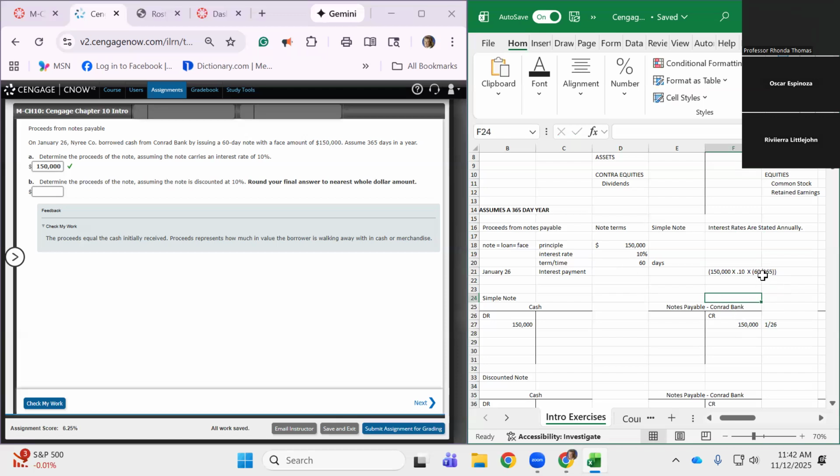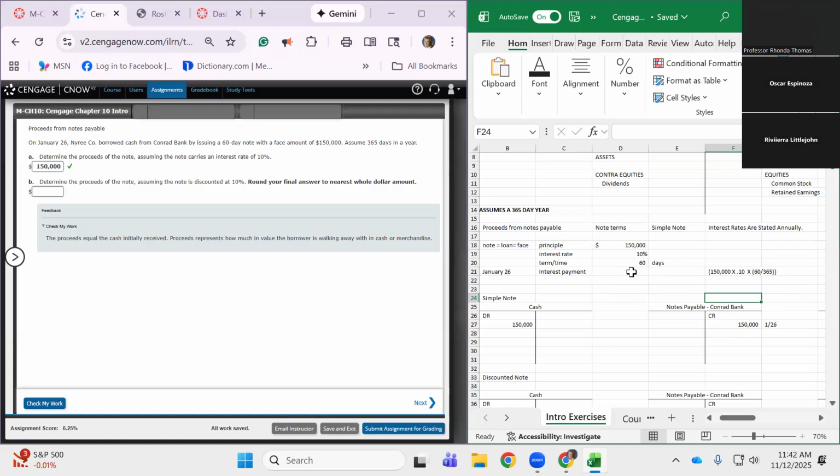But we can't. We have to turn the third part. So there's the face or the principal. There's the interest rate in the middle. And then there's the term or the time, however you like to think of it. If it's less than a year, you've got to do a little manipulation of that time.